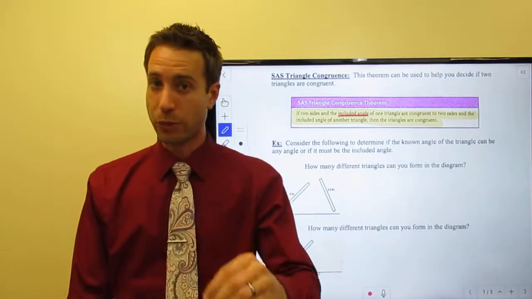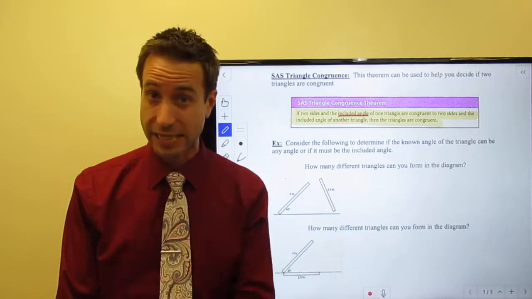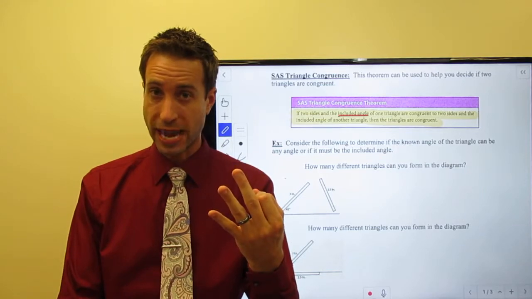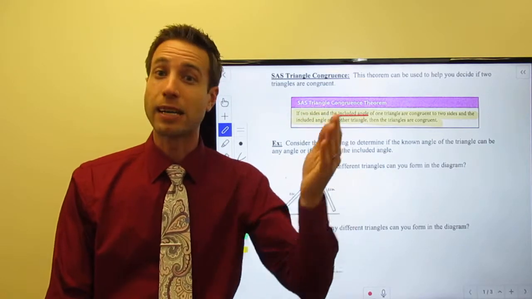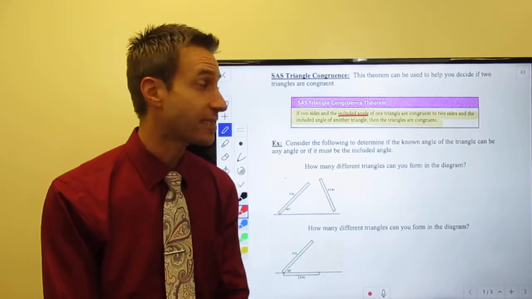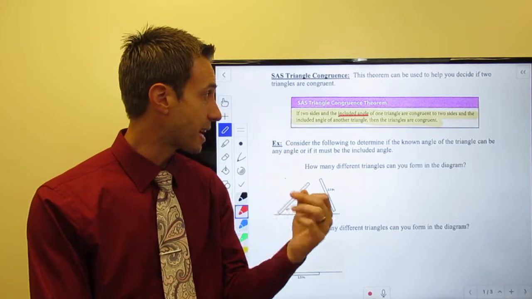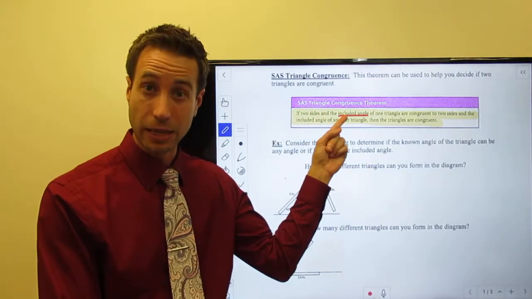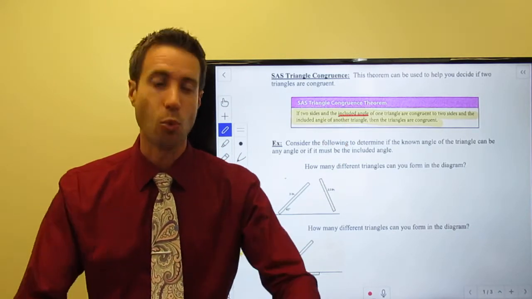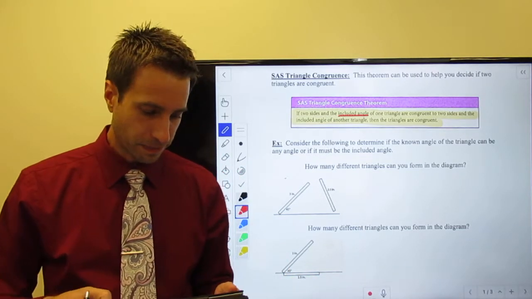And again, remember why this is important. CPCTC required you to prove 6 things: 3 pairs of corresponding sides, 3 pairs of corresponding angles. This theorem cuts our work in half. It only requires you to prove 3 things: 2 sides and an included angle. Half the work hopefully means half the time. Working smarter, not harder. Let me show you how this goes.